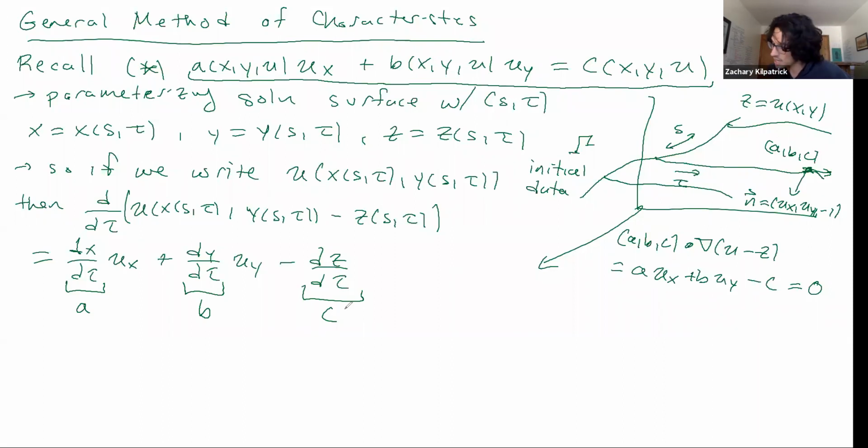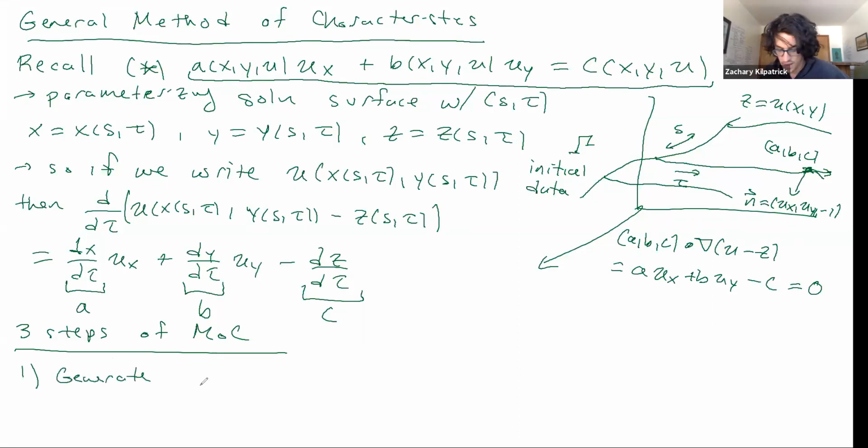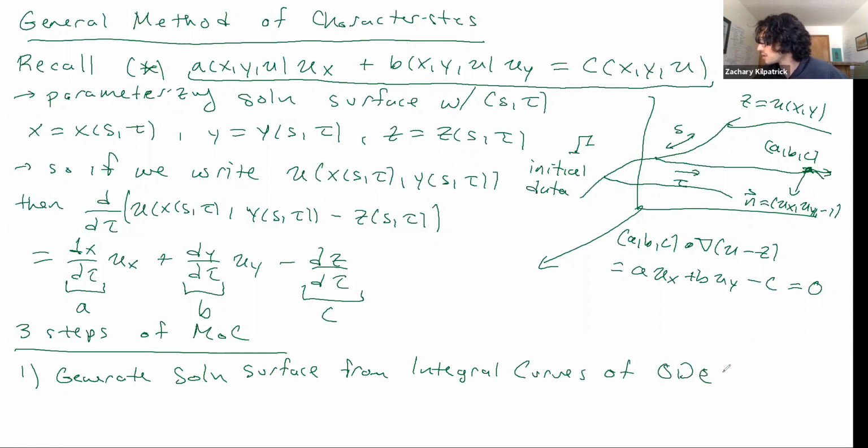So this tells us then that there's, I'll go through the 3 steps of the method of characteristics, okay? The first is to generate a solution surface, okay, from the integral curves of these ODEs, okay? So what's involved in this? Essentially, we're just going to write and solve the following ODEs, okay?